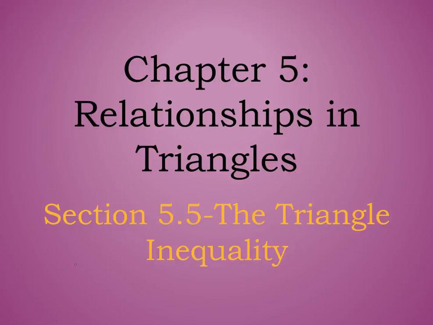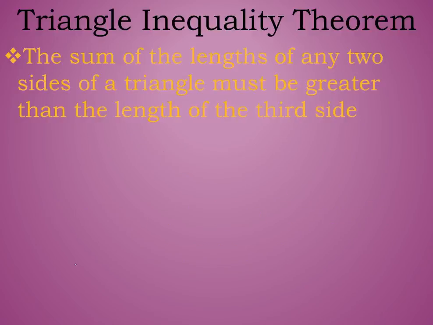Okay, so today we're going to talk about the triangle inequality with triangles and how the sides will relate to each other. The sum of the lengths of any two sides of a triangle must be greater than the length of the third side. It has to. If the two smaller sides do not add to something bigger than the third side, you really don't have a triangle. You'll have a shape that looks like this.